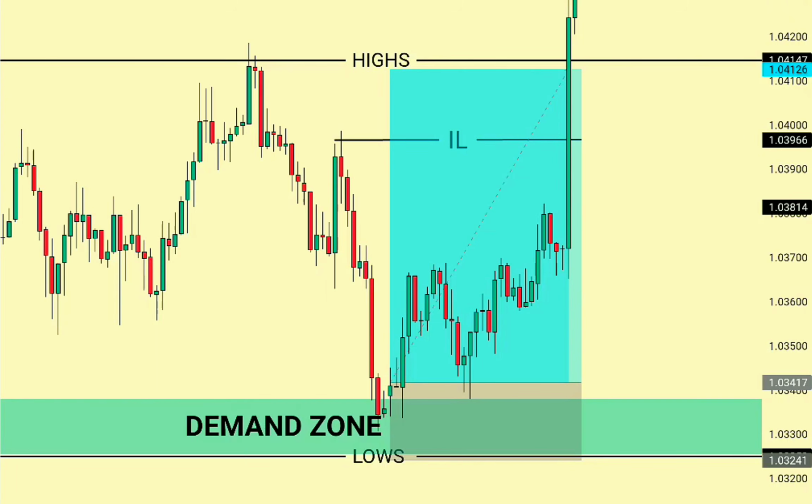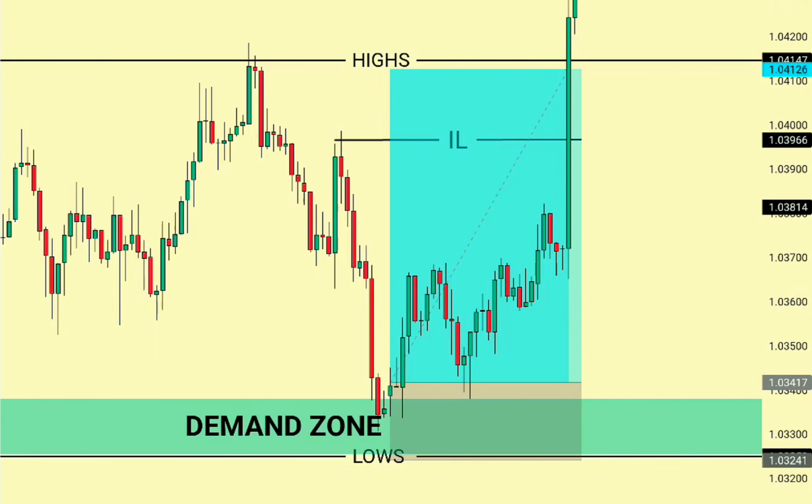Internal liquidity is an area where price can react. Sometimes the market continues higher from there, and sometimes it moves lower before continuing the bullish trend. That's why you should never take a trade just because price reaches internal liquidity. Always wait for proper bullish displacement before entering a buy trade. This simple mistake can save you from many unnecessary losing trades.